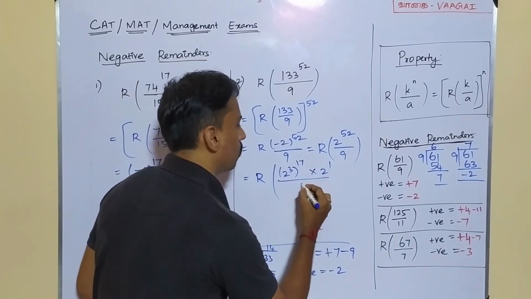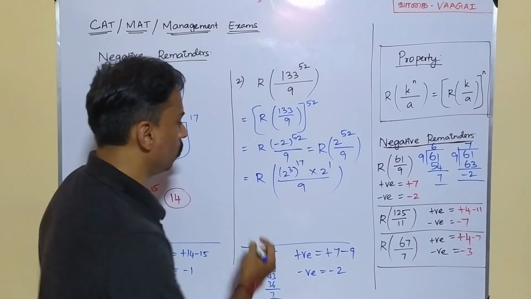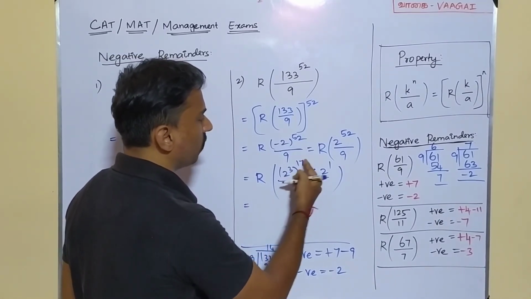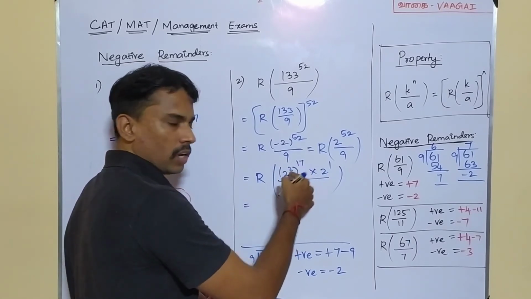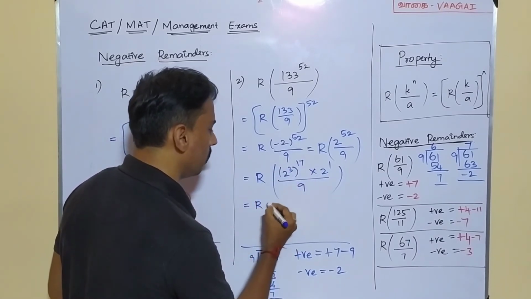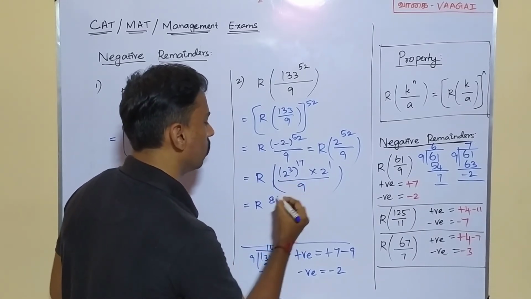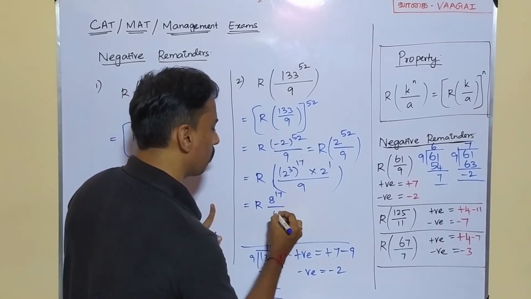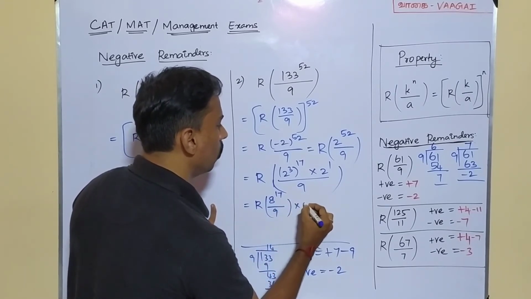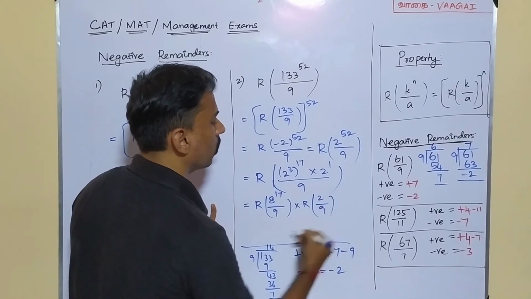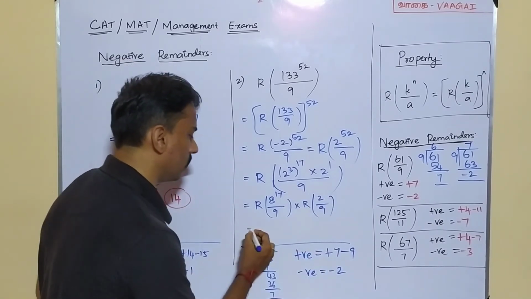Okay. So this I'm going to divide by 9. So continue with what you will get: 2 cube power 17, right? So this will become 8, right? So actually this will become 8. So remainder when 8 power 17 is divided by 9, and into remainder 2 power 1 will be simply 2 by 9. Okay. Now final step. We are arriving to our final step.